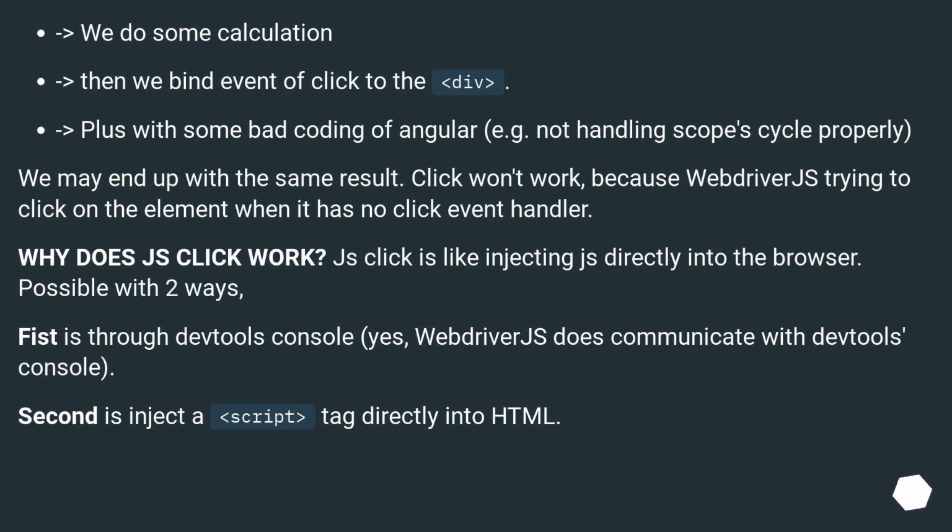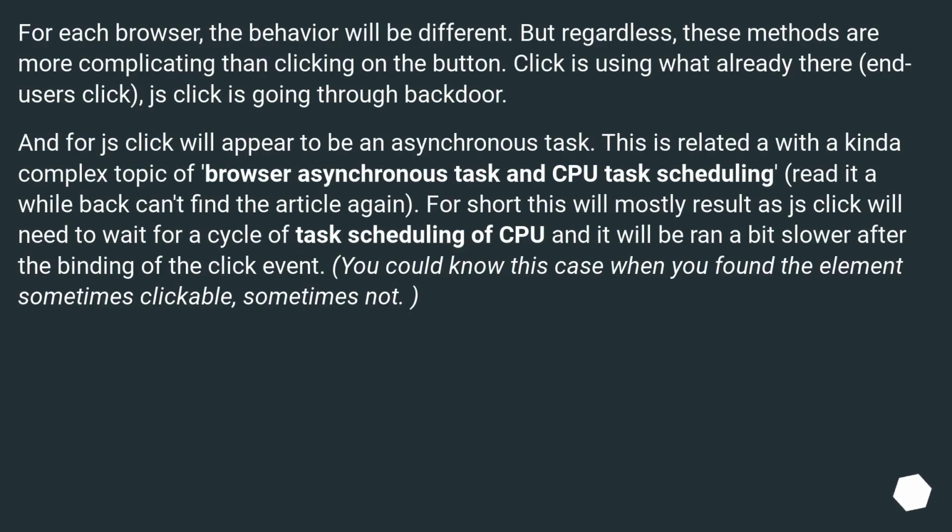Why does JS click work? JS click is like injecting JS directly into the browser. Possible in two ways. First is through the DevTools console. Yes, WebDriver does communicate with the DevTools console. Second is injecting a script tag directly into HTML. For each browser, the behavior will be different. But regardless, these methods are more complicated than clicking on the button. Click is using what is already there, as users click; JS click is going through the backdoor.